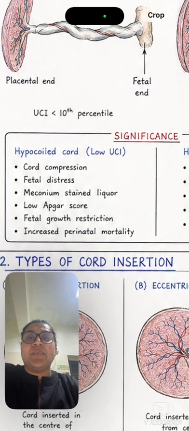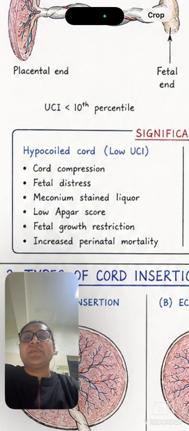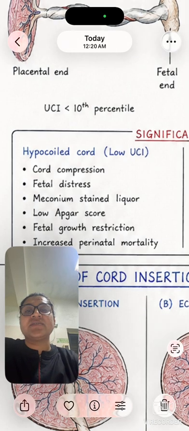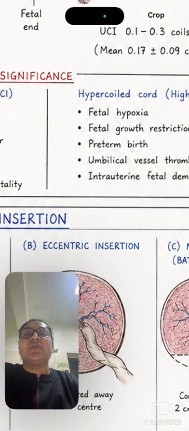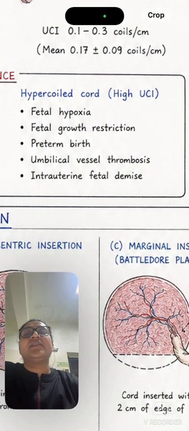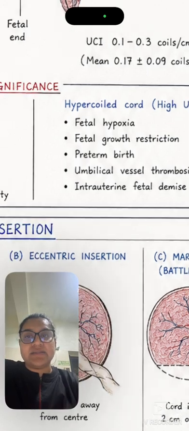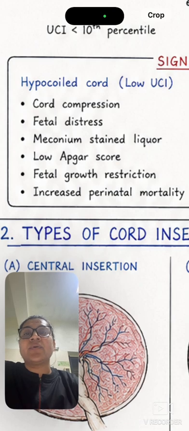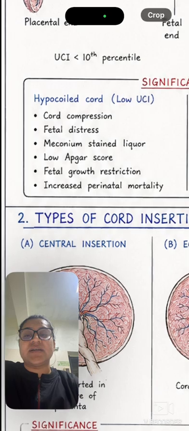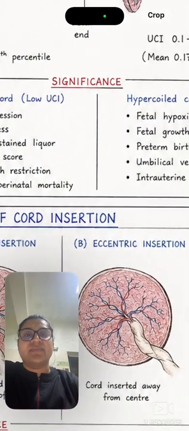What's significant? For the hypocoiled cord, low UCI, there's risk of cord compression, fetal distress, meconium staining of liquor, fetal growth restriction, and increased perinatal mortality. And for the hypercoiled cord, there's risk of fetal hypoxia, fetal growth restriction, preterm birth, umbilical vessel thrombosis, and intrauterine fetal demise. You can add one point here. I forgot to add that hypocoiled cord increases chance of preeclampsia, PIH.